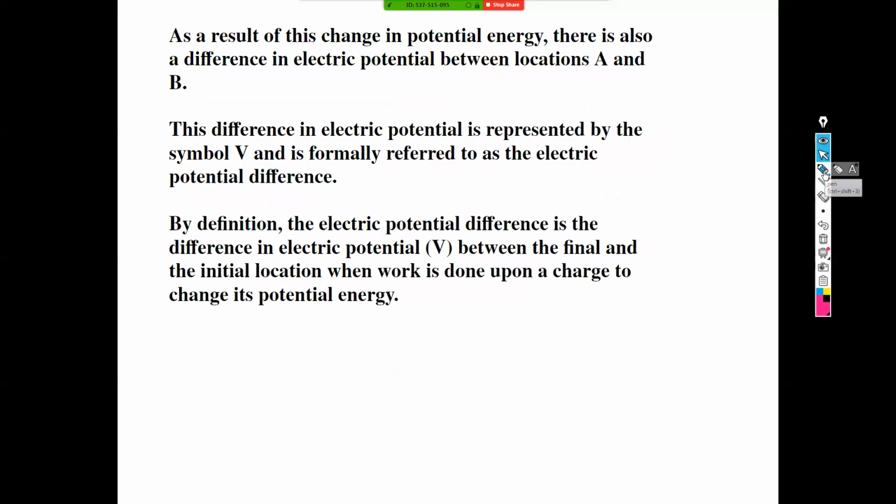All right. So whether you're going from A to B or B to A, you're going to have a difference in the electric potential energy between two locations. When we start talking about potential difference, we're talking about the difference of the amount of electric potential at location, let's say, A versus B. So we're literally looking at the amount of joules per coulomb at one location, say A, and the amount of joules per coulomb at, say, location B. And we're looking at the difference.